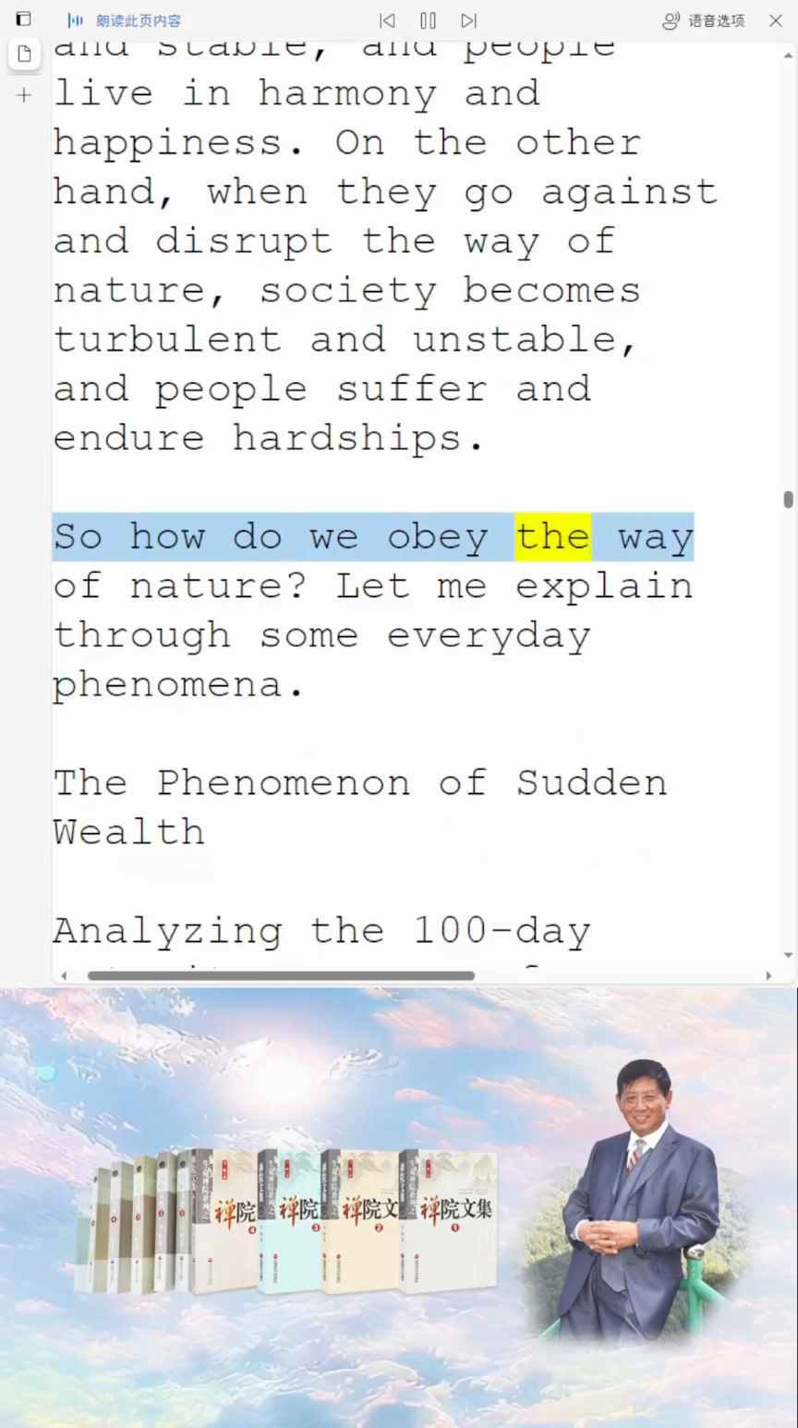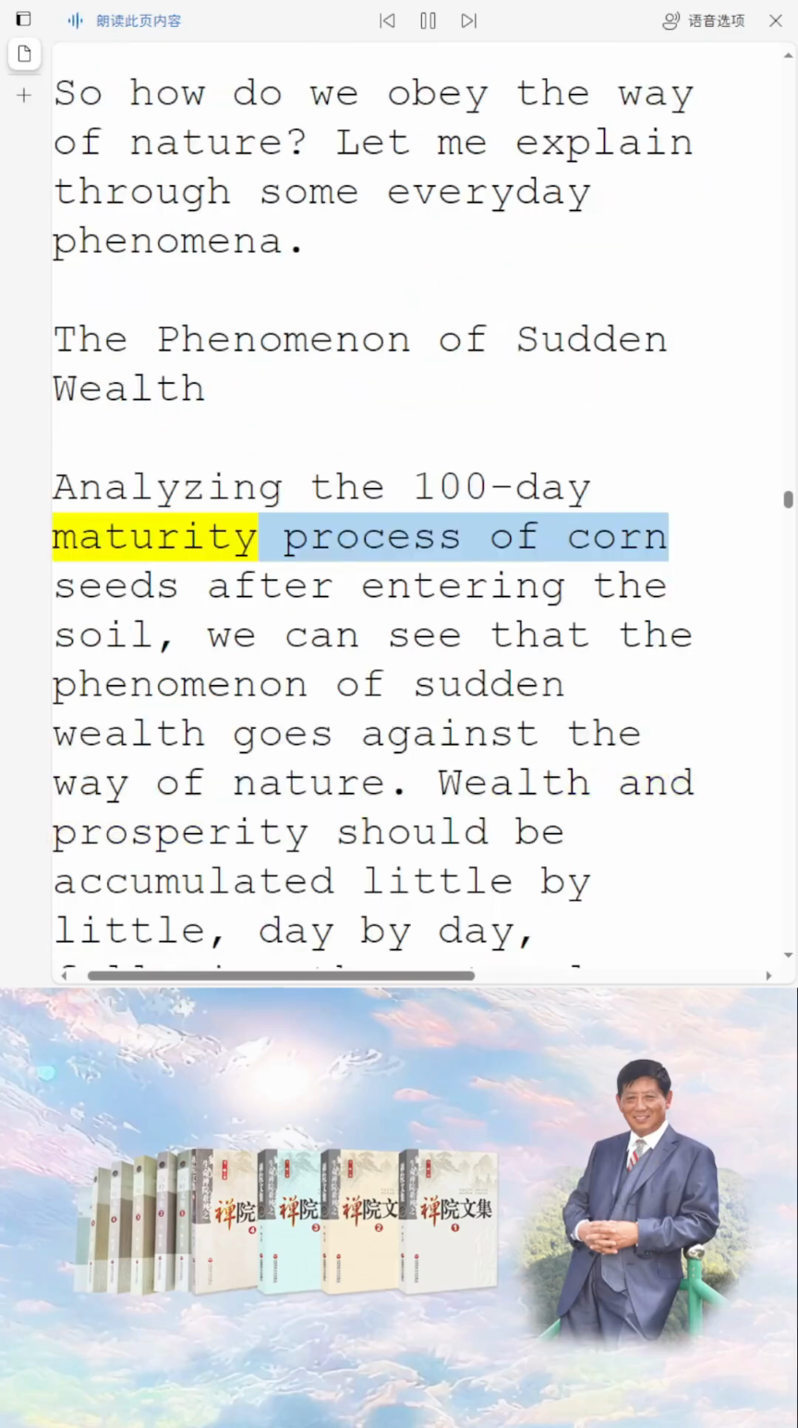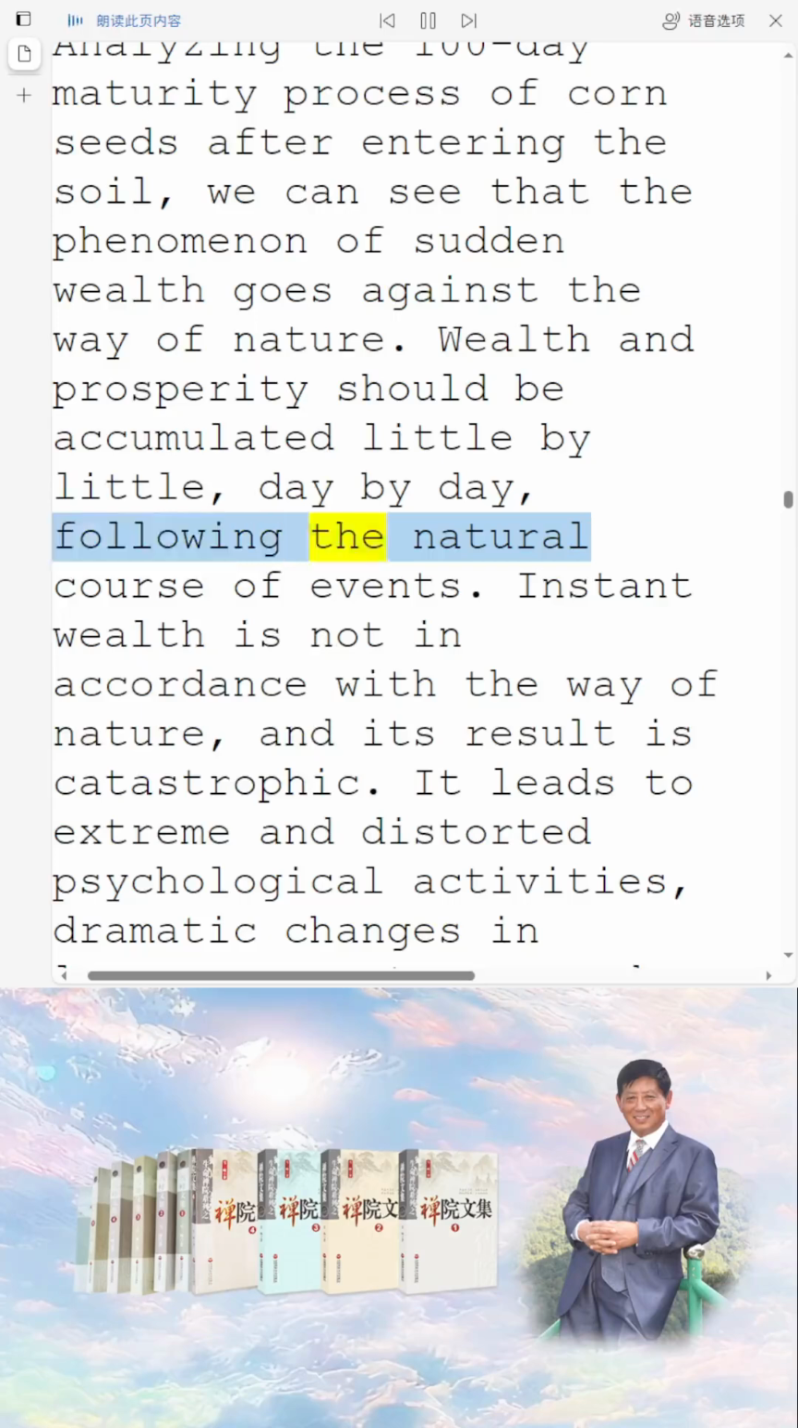So how do we obey the way of nature? Let me explain through some everyday phenomena. The phenomenon of sudden wealth. Analyzing the 100-day maturity process of corn seeds after entering the soil, we can see that the phenomenon of sudden wealth goes against the way of nature. Wealth and prosperity should be accumulated little by little, day by day, following the natural course of events. Instant wealth is not in accordance with the way of nature, and its result is catastrophic.